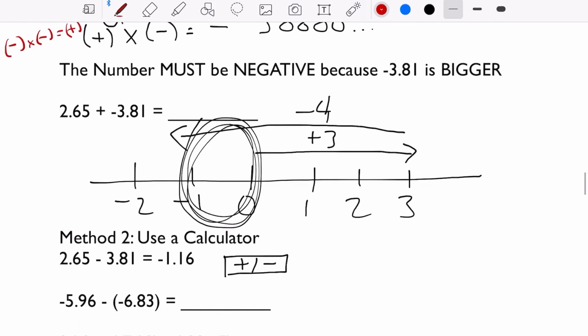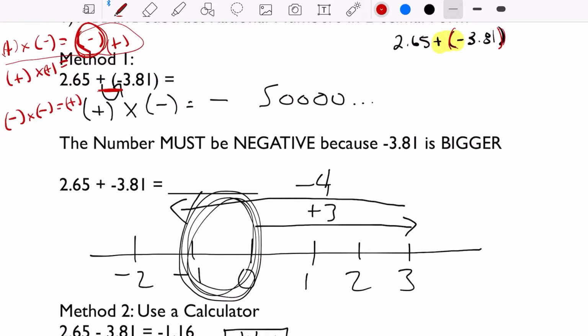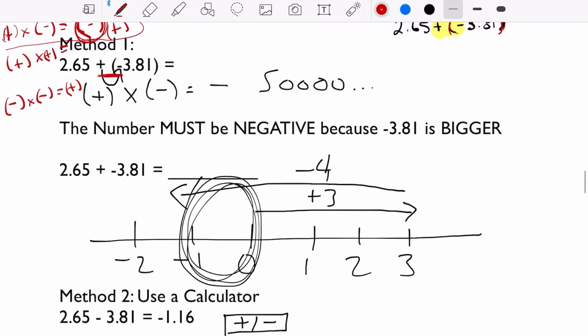So if we were to put this into our calculator, and you can try that right now, write 2.65 plus, and then use the brackets, bracket negative 3.81 and a bracket, and push equals, you will get your answer of negative 1.16. Make sure that you write it exactly as the math question asks you to. So you can just literally put that into your calculator to do that.